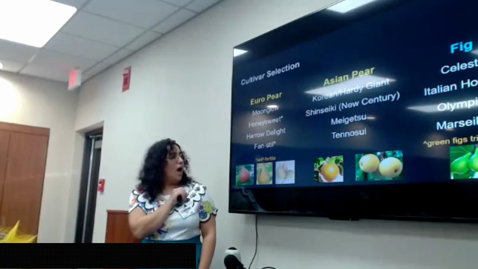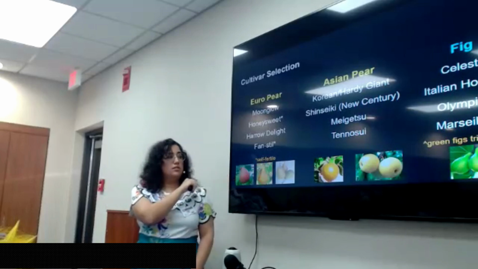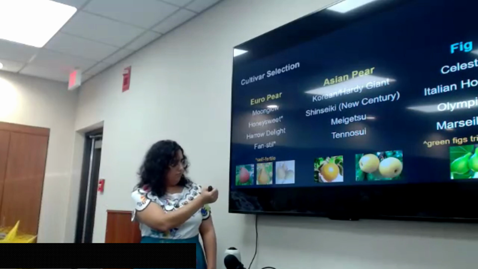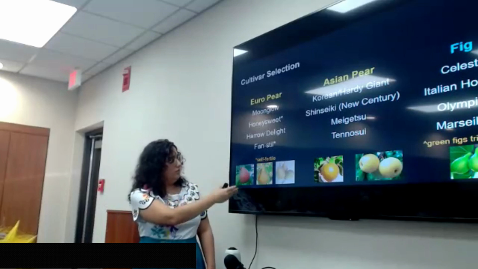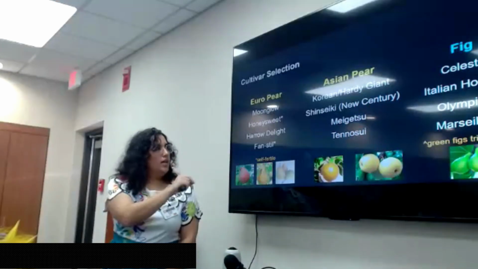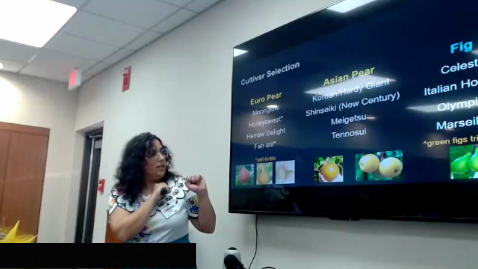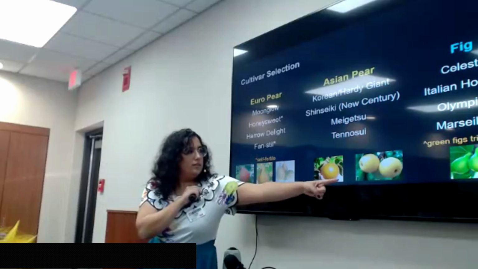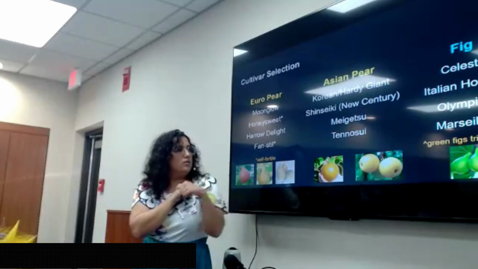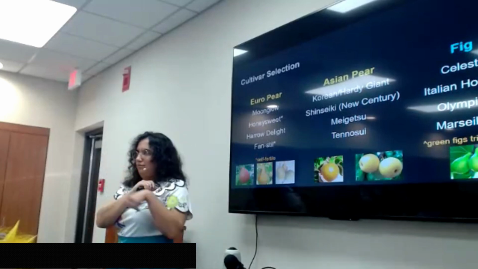For European pear, we have Moonglow, Honey Sweet, which is that self-fertile exception that I was talking about, Harrow Delight, and Fan Still, also self-fertile. I believe I did these in order, so this should be Moonglow, this should be Honey Sweet, and this should be Harrow Delight. For Asian pear, we have Korean or Hardy Giant, which is this guy. Shinseki, which is also called New Century. No, that's not him. This is Megetsu, and there's also Tenosui. It's a half European pear, half Asian pear. That does exceptionally well.